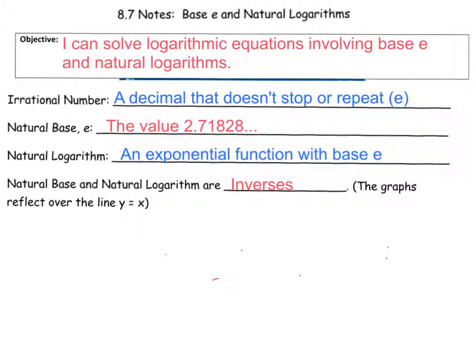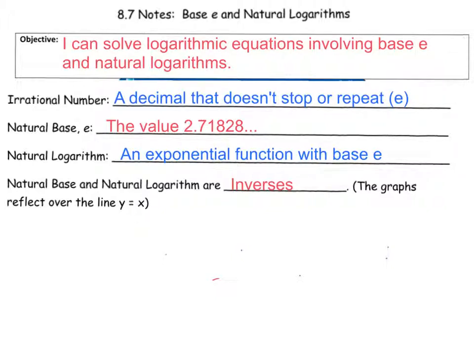So natural base, or E, is the value 2.71828, and that number continues to go on forever and ever and ever. It doesn't stop and it doesn't repeat. Now, a natural logarithm is an exponential function with the base of E. Natural base and natural logarithm are inverses. They're opposites of each other, which means that the graphs reflect over the line y equals x.